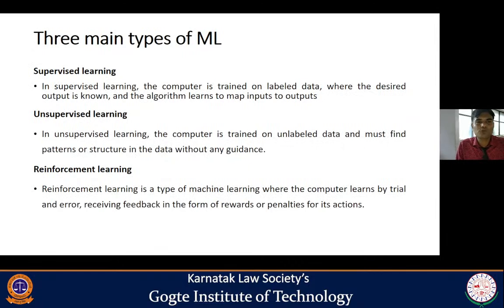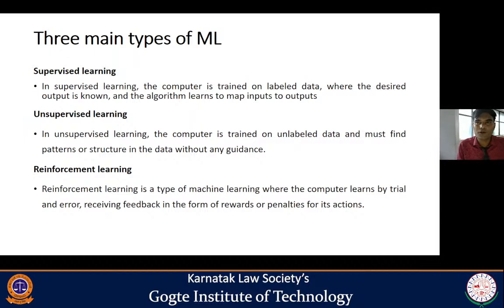Next, coming to the three main types of ML: supervised learning, unsupervised learning, and reinforcement learning. In supervised learning, the computer is trained on labeled data where the desired output is known, and the algorithm learns to map inputs to outputs. We have a supervised data set where the data is available, and along with that the label is specified. So the desired output is already known to the programmer because it is labeled. That is what we call supervised learning.